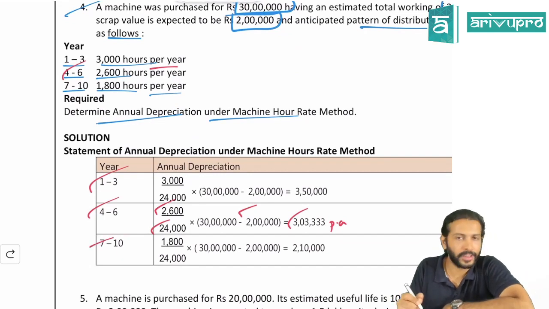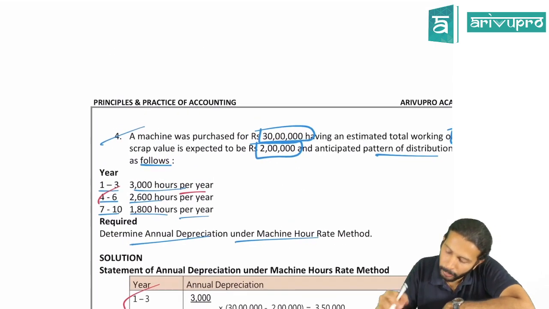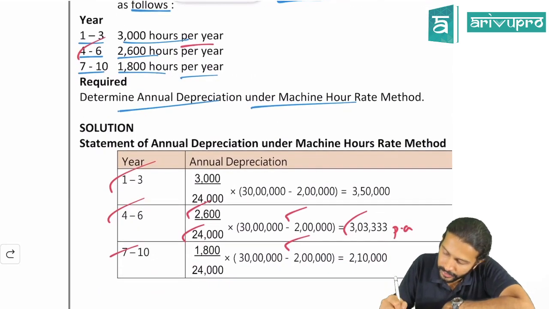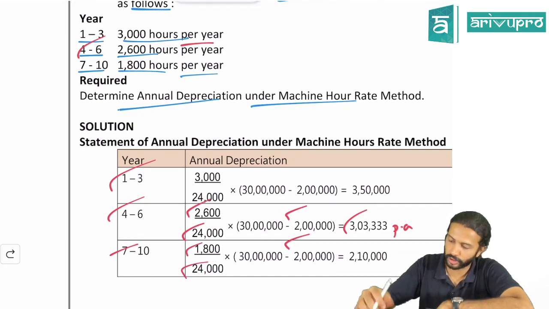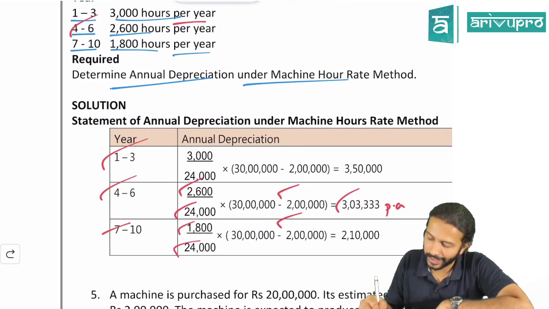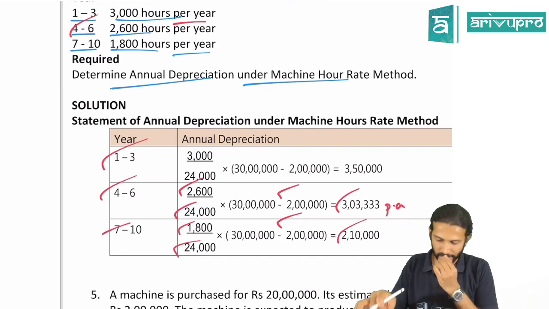Last 4 years, 7 to 10. DA is still 28 lakh. That will not change. Multiplied by number of hours used, which is 1,800, divided by total number of hours, which is 24,000. If you do this, you're going to get 2,10,000 as the depreciation every year. That's all under machine hour method.